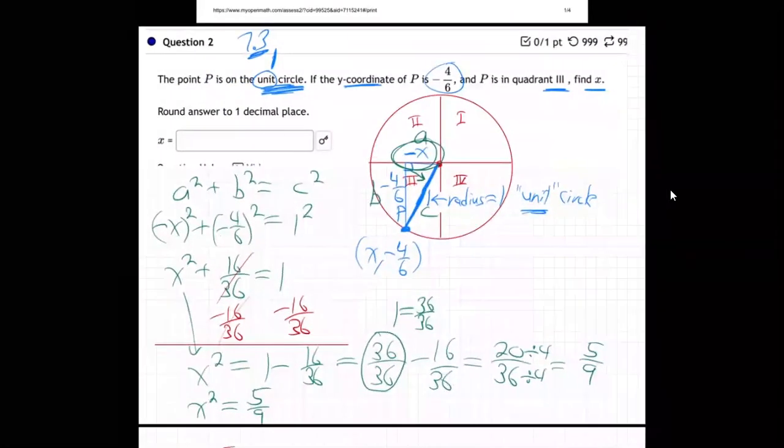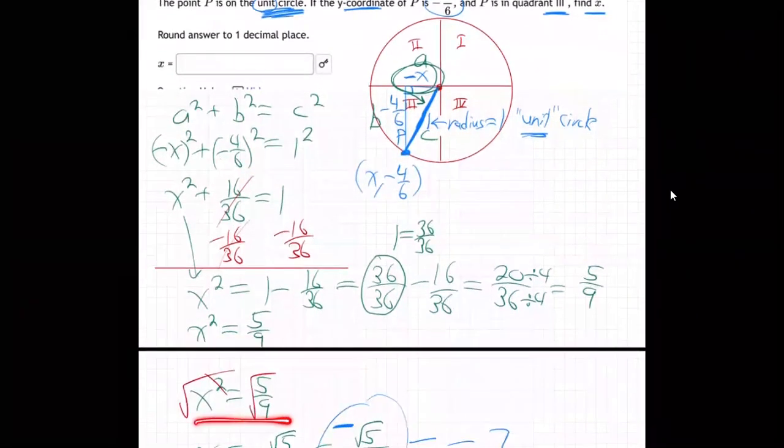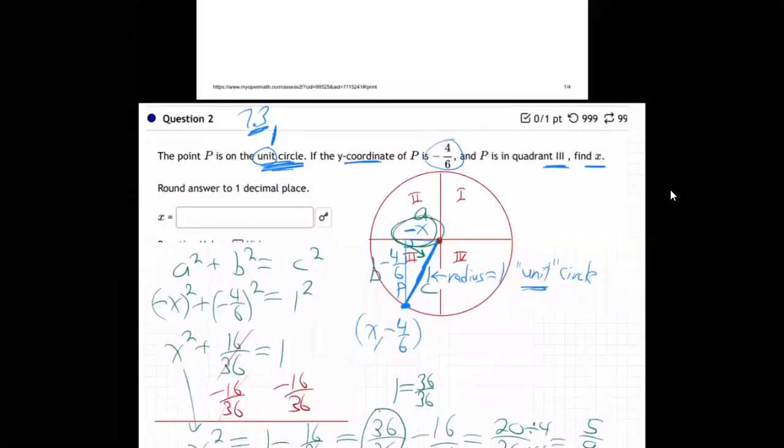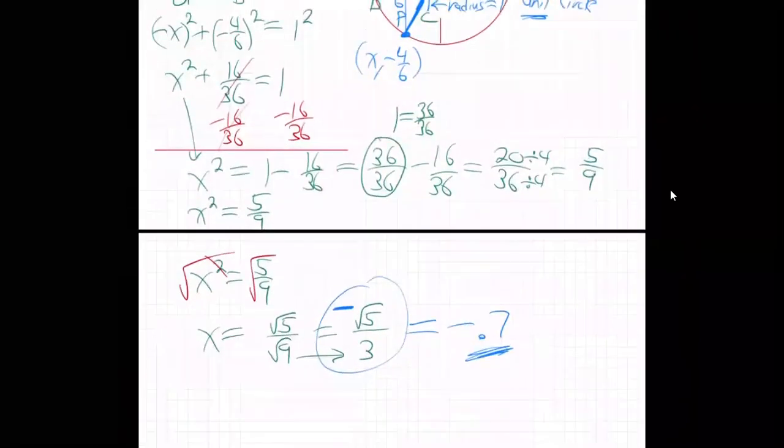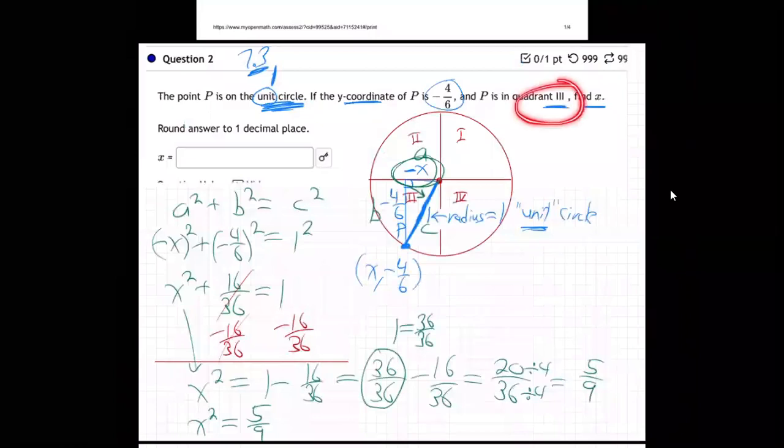So on the unit circle, y coordinate negative 4/6, that means down. x, y, the radius is 1 because it's the unit circle, a squared plus b squared is c squared, x squared plus (4/6) squared is 1 squared. Solve for x squared, root it. And remember, it's got to be negative. How do I know? Because it's in the third quadrant, they told me, which is back and down. x has got to be negative. Now, if it was a different quadrant, say it was over here, x would be right, so x would be positive. So you've got to pay attention to what quadrant you're in. There we go.